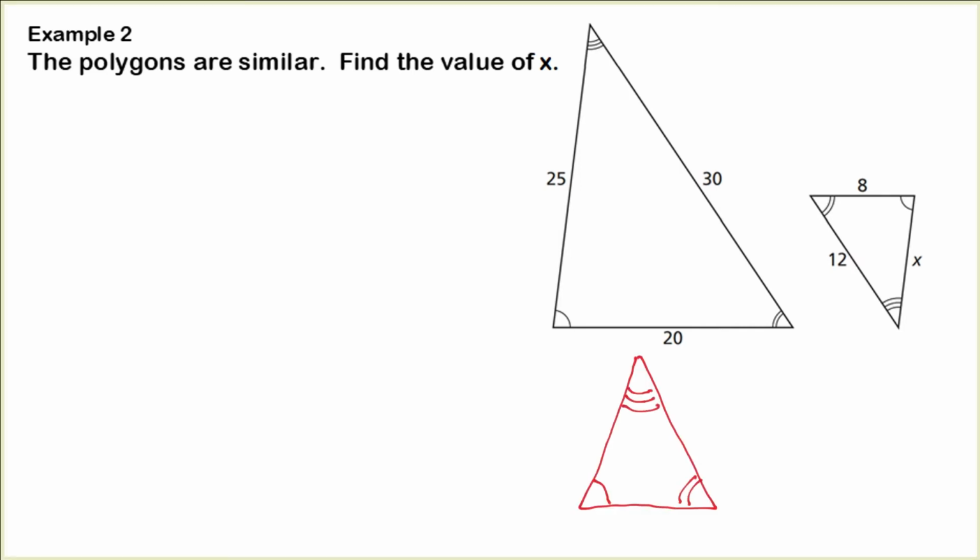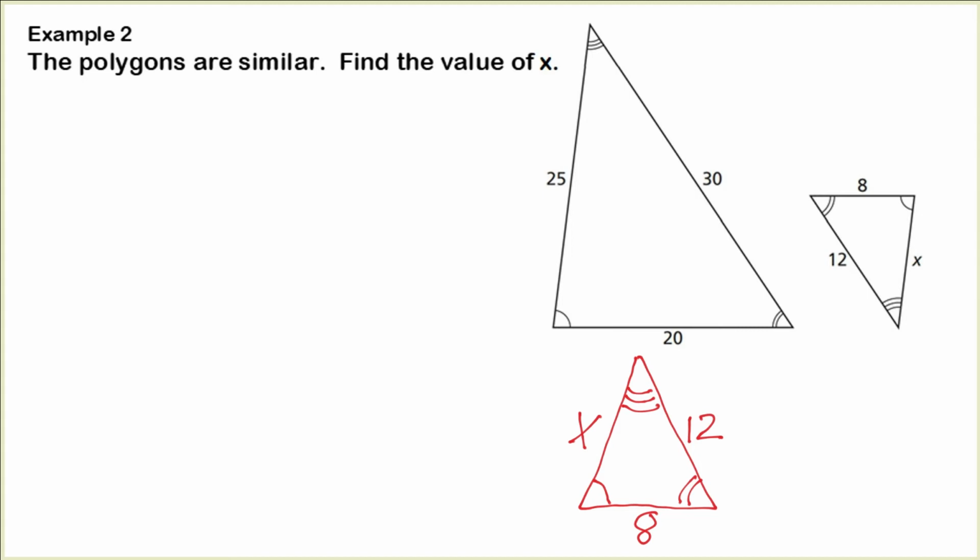Now that I've redrawn the picture, I look at the black original image and I see that between the angle that has 1 mark and the angle that has 3 marks, there's an X. So I put an X between the angle that has 1 mark and the angle that has 3 marks. Between the angle that has 2 marks and the angle that has 1 mark, there's an 8. So on my red picture, between the angle that has 1 mark and the angle that has 2 marks, I'm going to put an 8. And between the angle that has 3 marks and the angle that has 2 marks, there's a 12. So on my picture, I will put a 12 between the angle with 3 marks and the angle with 2 marks.